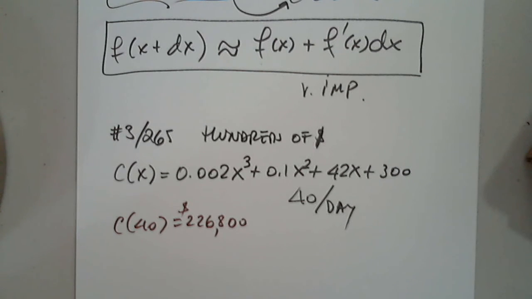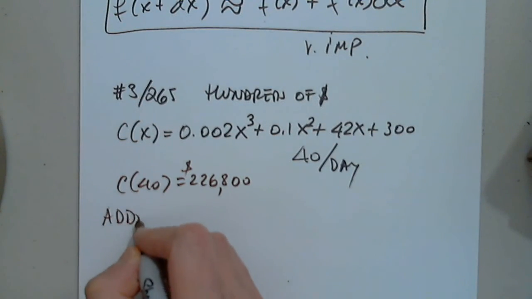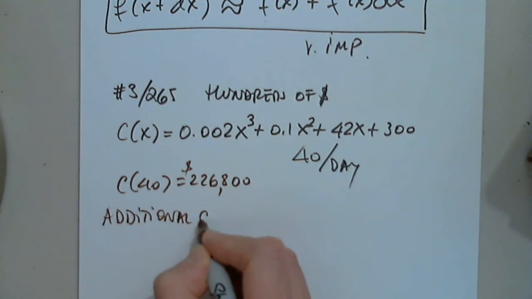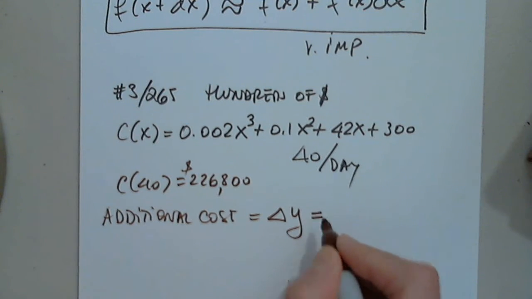So next question. I didn't mean to stop sharing. I wanted to go here. What would be the additional daily cost of increasing production to 41 security systems daily? So the additional cost is exactly what we just talked about, delta y.